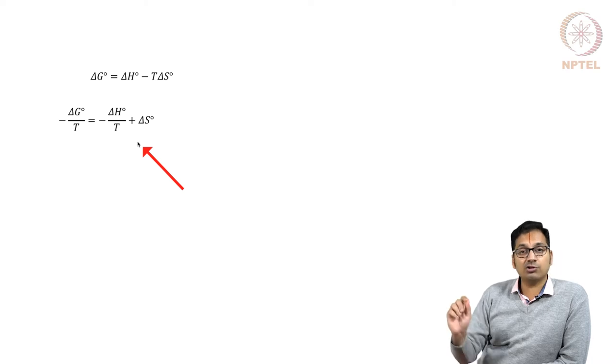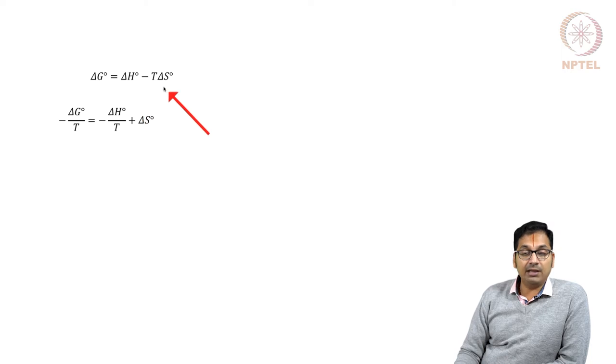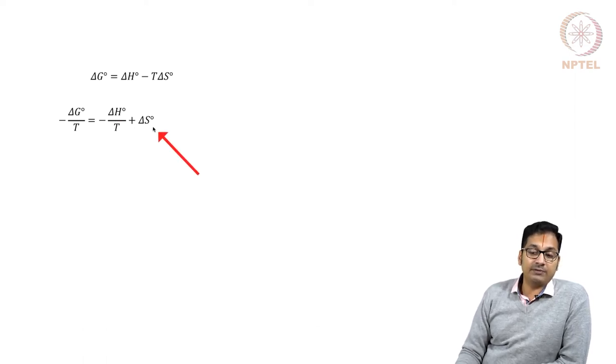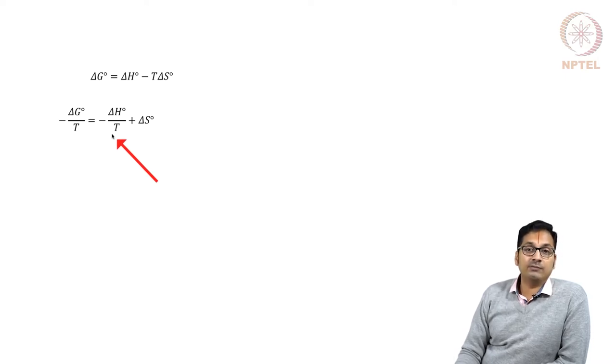Now, in order to understand this entire process a little more easily, and also to motivate why you want to determine delta H naught, let's divide this entire equation by minus absolute temperature, minus T. On the left hand side you end up having minus delta G naught by T, which is equal to minus delta H naught by T plus delta S naught. Since delta S naught is the change in entropy of the system, minus delta H naught by T becomes the change in entropy of the surroundings. So if you are able to determine delta H naught at a given temperature, you would be able to say what the change in entropy of the surroundings is.